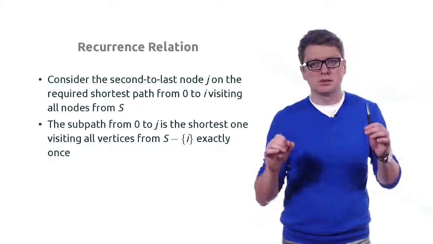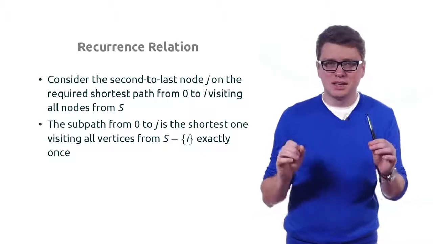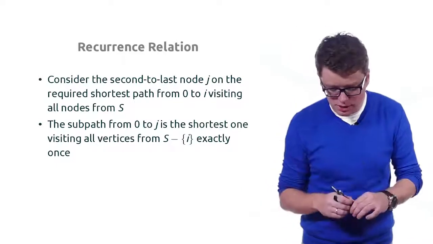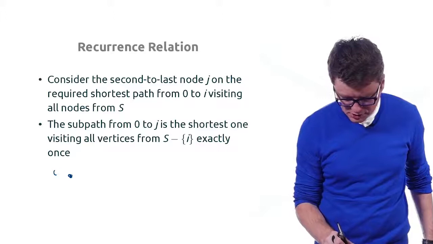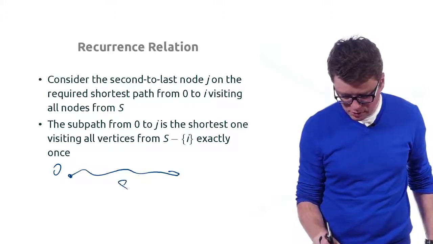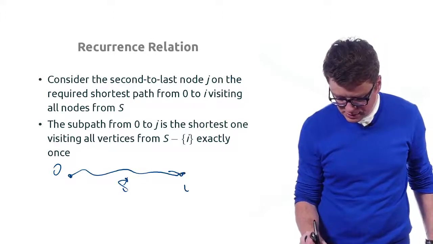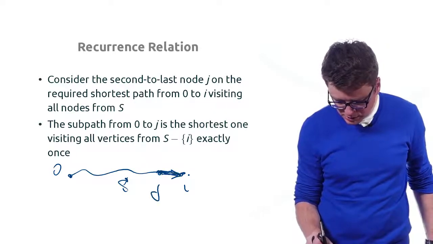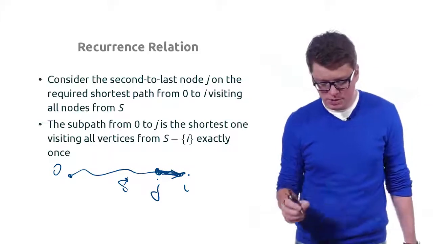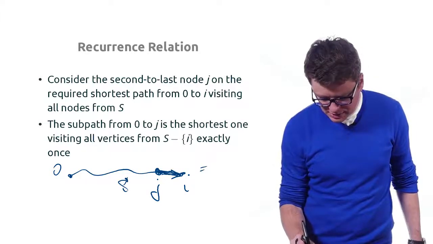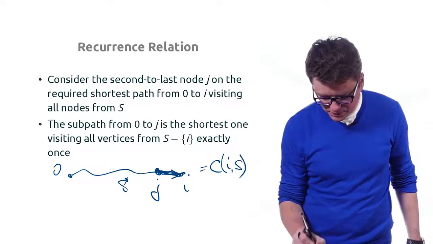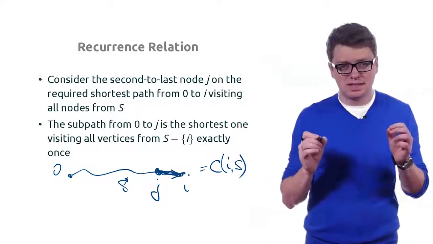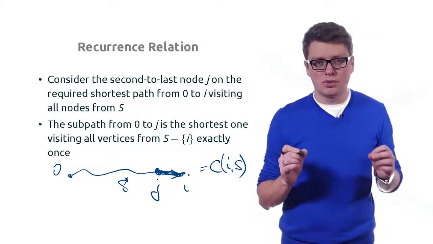Now let's do the following. Let's consider the second to last node on this path. Okay, so I assume that we start from 0, we visit all the nodes S, and this is i, and this is the previous node on this optimal path. So I assume that this path is optimal, which means that its length is equal to C of (i, S). Okay, and j is some unknown node that is the second to last node on this path.